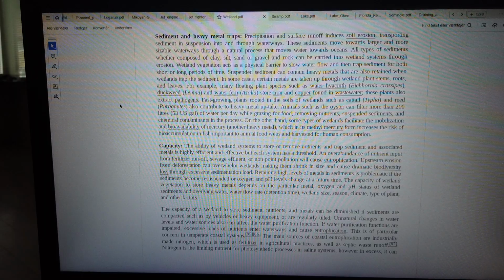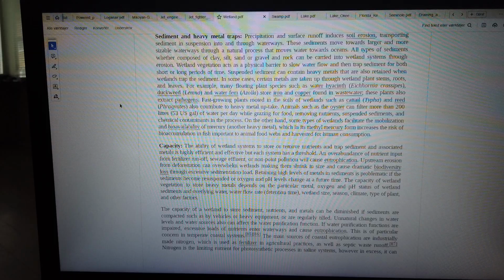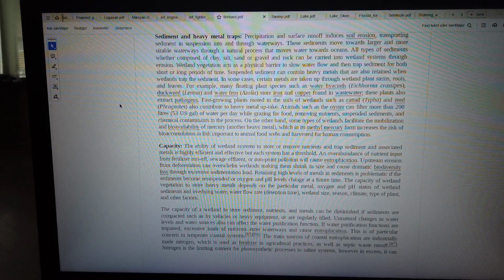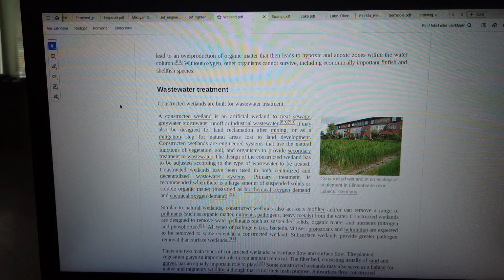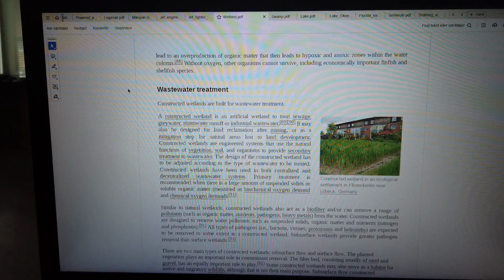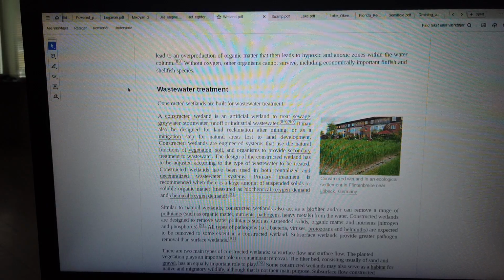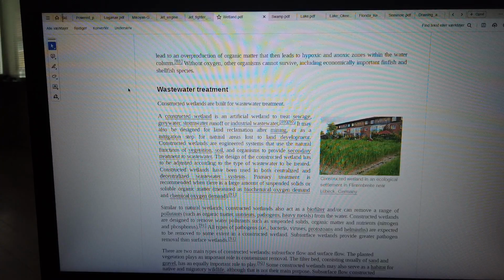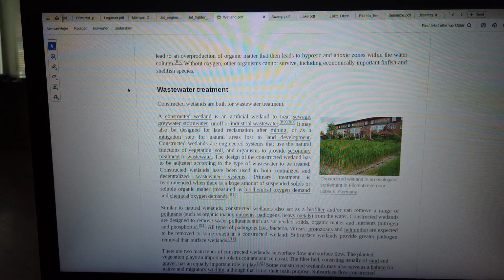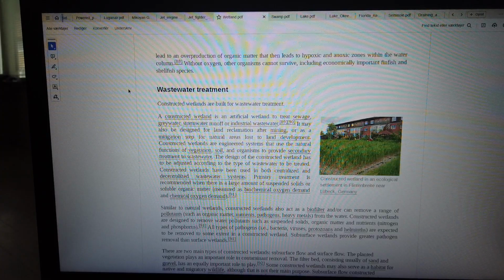Runoff. Nitrogen is the limiting nutrient for photosynthetic processes in saline systems. However, in excess, it can lead to an overproduction of organic matter that then leads to hypoxic and anoxic zones within the water column. Without oxygen, other organisms cannot survive, including economically important finfish and shellfish species.